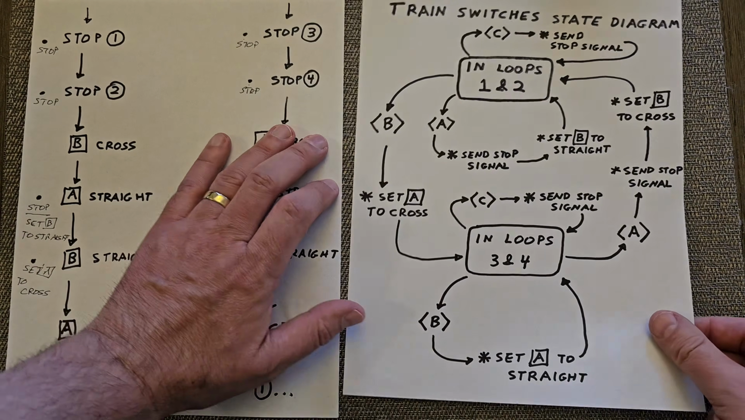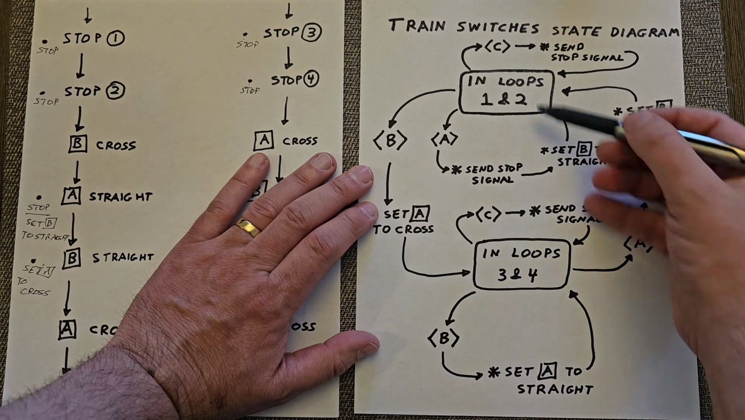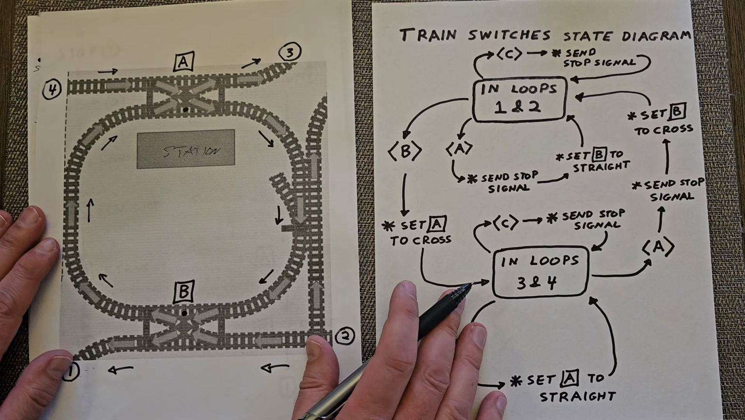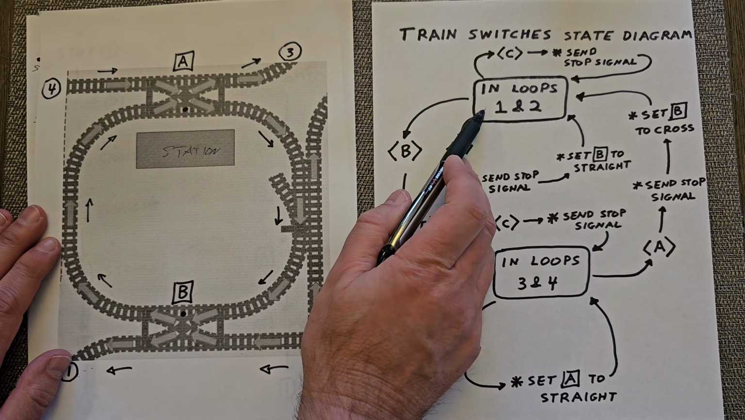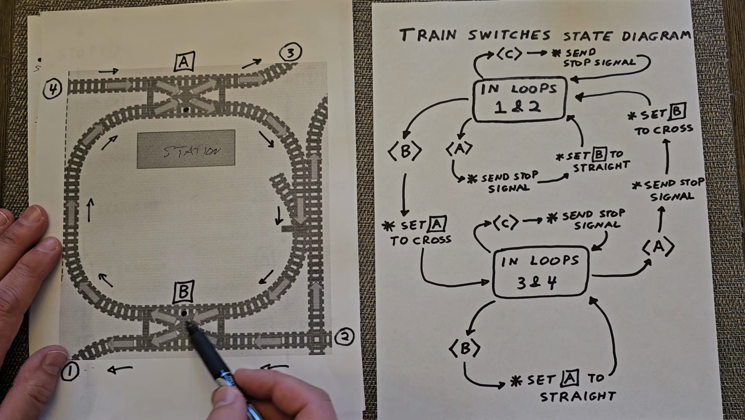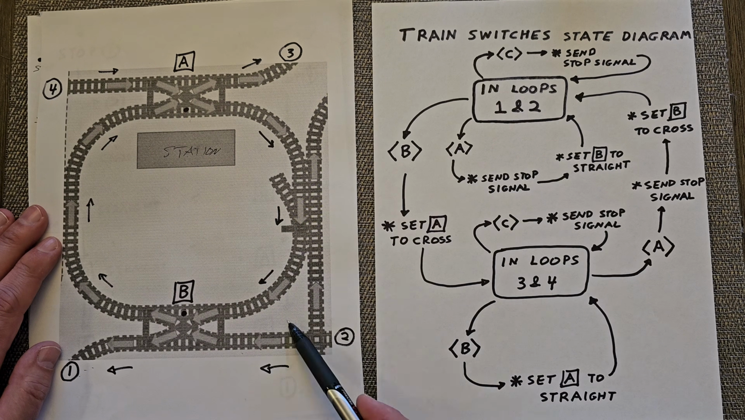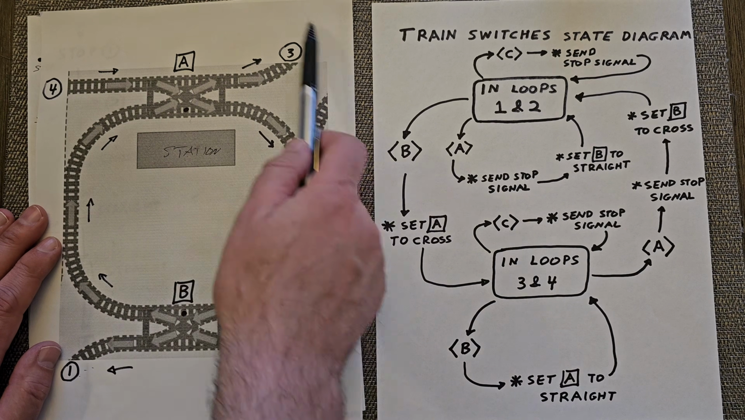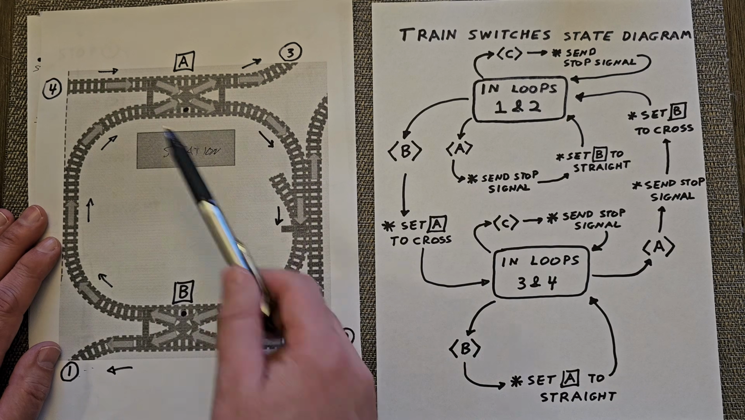It's a little more complicated, but again, it's only two states. So here's the way that the train switches state diagram works. We're going to have two states. We're either going to be in loops 1 and 2, which would mean we're getting ready to enter loops 1 and 2, or we are in loops 1 and 2, or we're going to be in loops 3 and 4, which means we're getting ready to enter loops 3 and 4, or we're in loops 3 and 4.